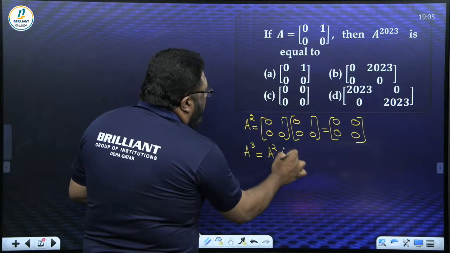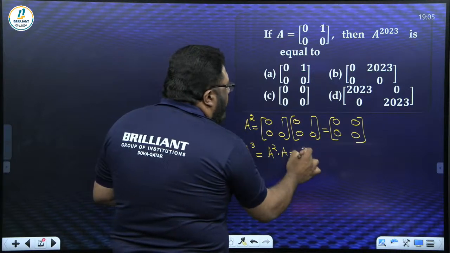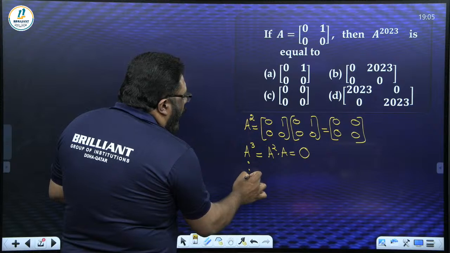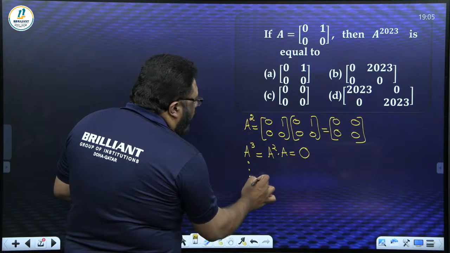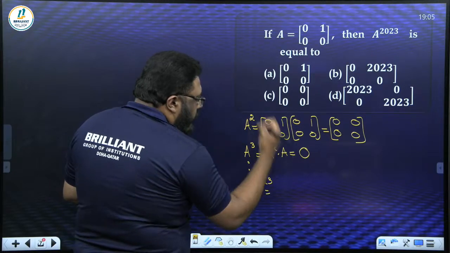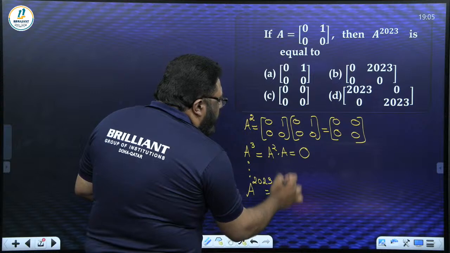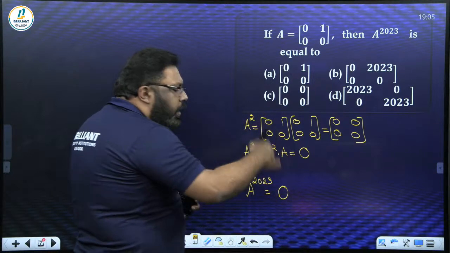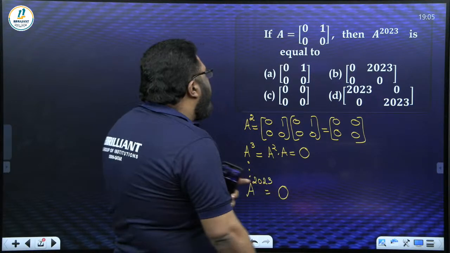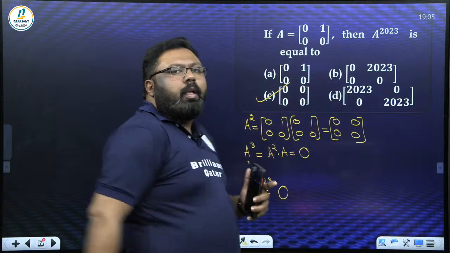It's A squared into A. And since A squared is 0, it again becomes 0. Whatever power I take now, what is going to happen? It's always going to turn to 0. You keep on increasing the power, it becomes always 0. So I got the pattern that it's going to become 0.